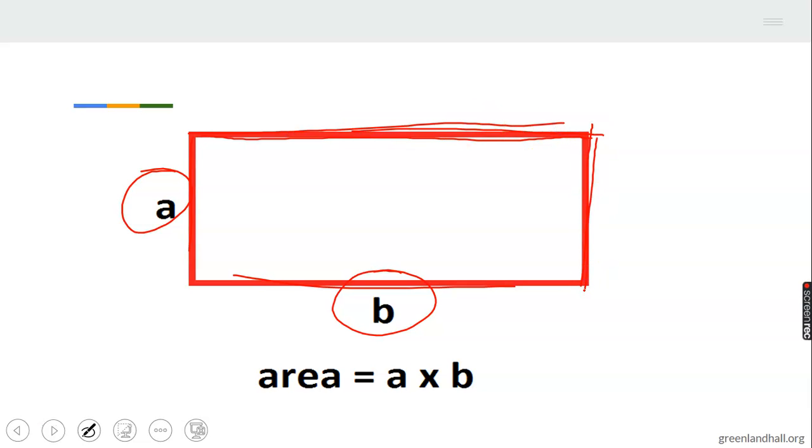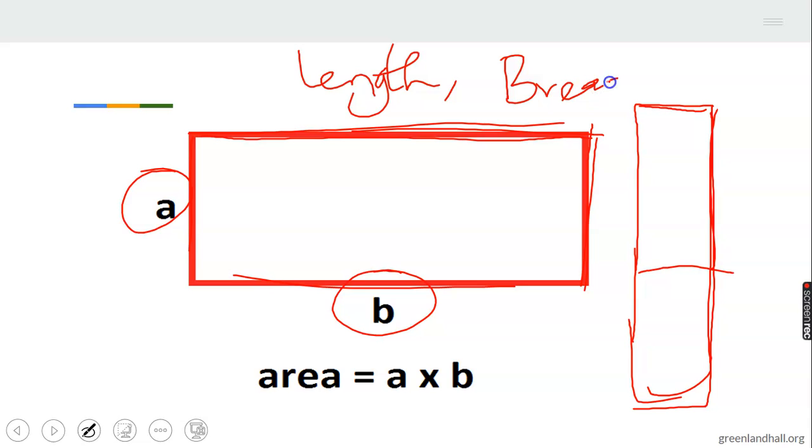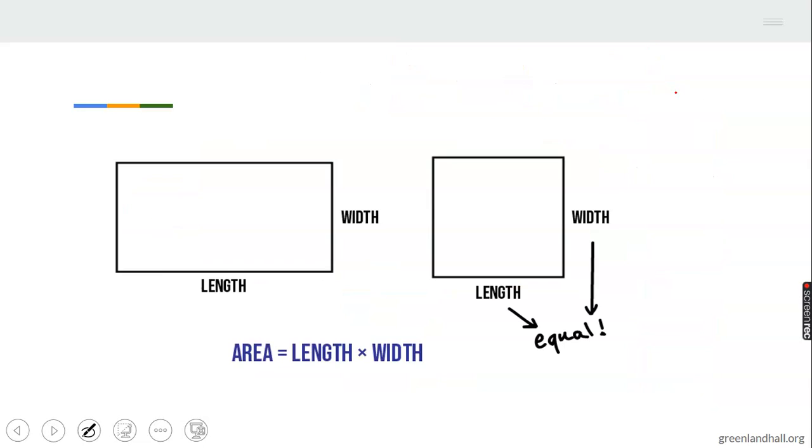Now, length could be anywhere. This could be the length and this could also be the length. This could be the breadth and this could also be the breadth. It depends on what you are holding. If you are holding a ruler, you know your ruler is very long. You hold it like this. The length is how long it is. Then the breadth is how wide it is. We have length and then we have breadth: how long for length and how wide for breadth.